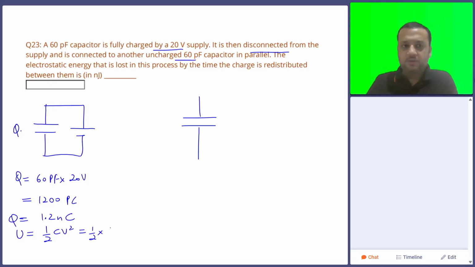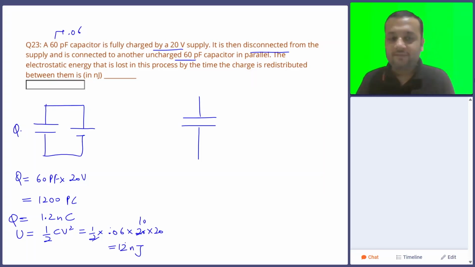That means I will convert this into nano. So 0.06, this is 0.06 nanofarad. So half into C into V square, that means 20 into 20. So this becomes, how much? Like 100. So 6 to 12 nanojoules. 12 nanojoules is the energy right now, and the charge is 1.2 nanocoulombs.